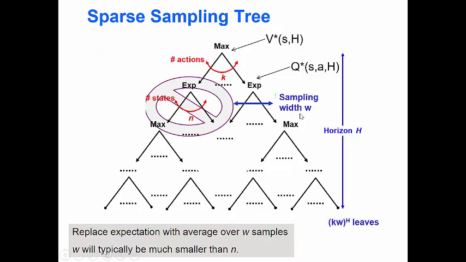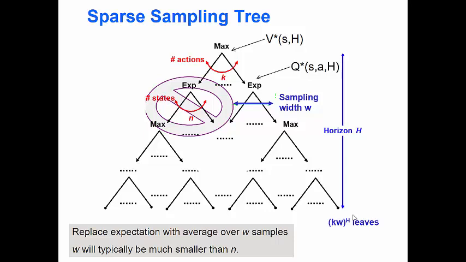And so we're going to define something called the sampling width. Instead of expanding all the states, when we're in state S and we're considering action A, we're just going to sample W states from the transition distribution. And that's going to give us a tree that has K times W to the H leaves and also internal nodes. All right? So is that relatively clear? Any questions about this?